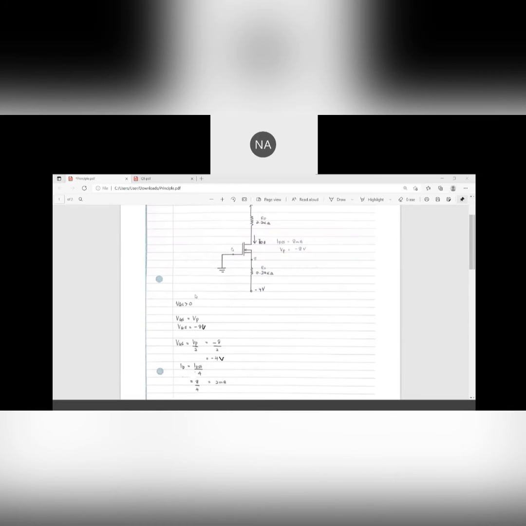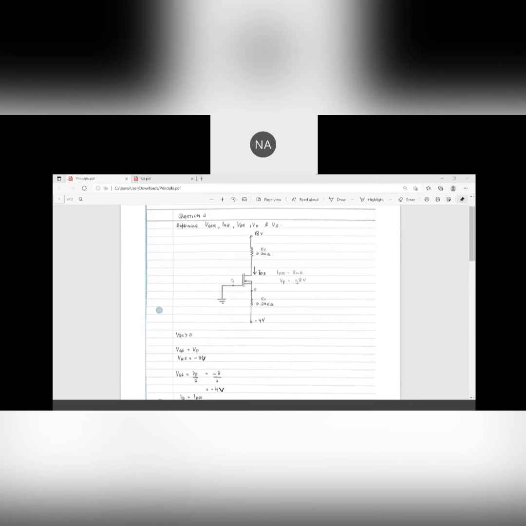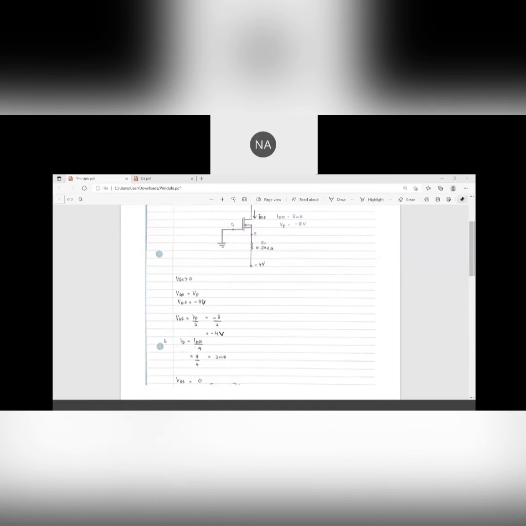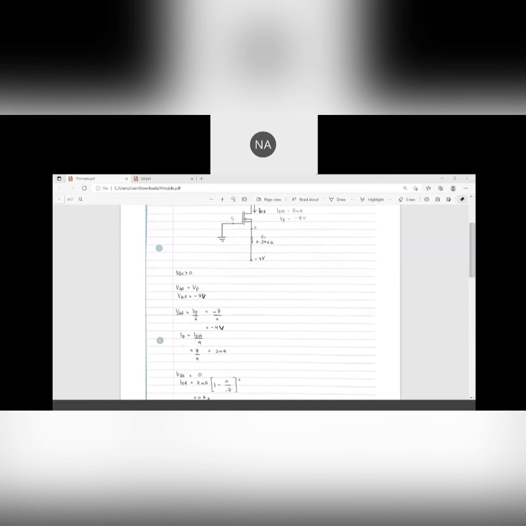Okay. First, VGS is equal to VP. VP given is negative 8 volt, so first VGS is negative 8 volt, and ID is equal to 0 also. Second, VGS is equal to VP over 2, which is negative 8 over 2, equal to negative 4 volt.